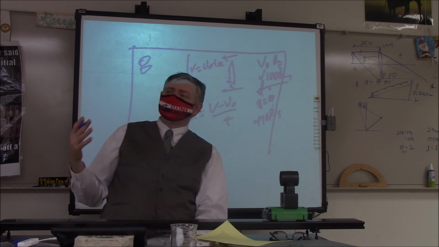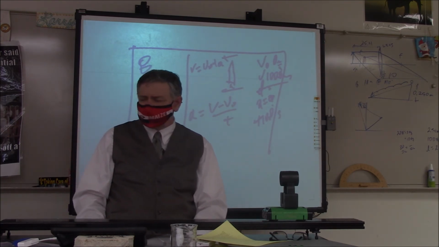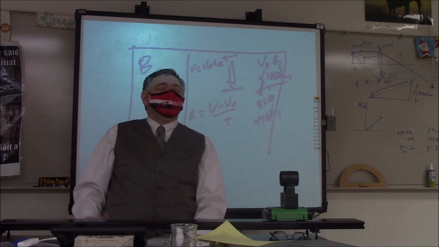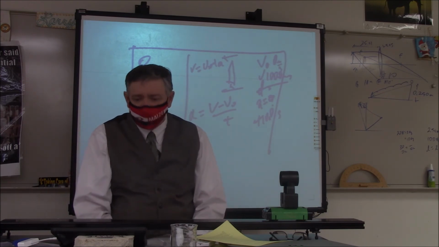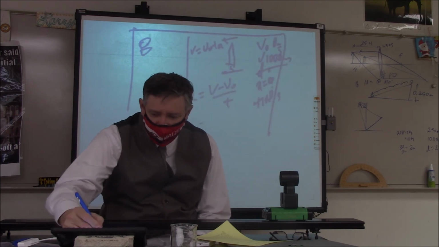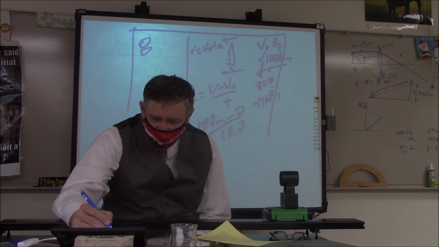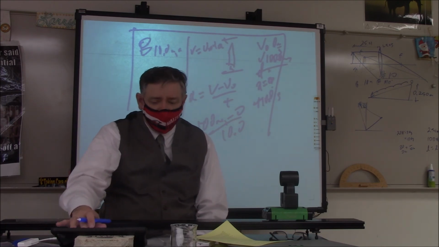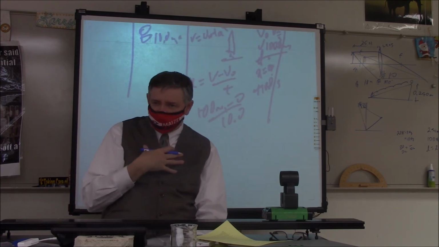I ask myself, oh, it's speeding up. Okay, I have a positive velocity. Hey, I better end up with a positive acceleration. Okay? That's the thought process you want to go through. So you do this, trust me, you're going to get 100 meters per second minus 0 divided by 10 seconds, I get 10 meters per second squared. Okay? Now, again, view this from my perspective.